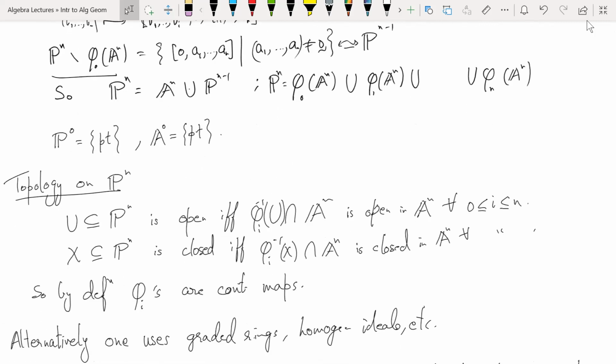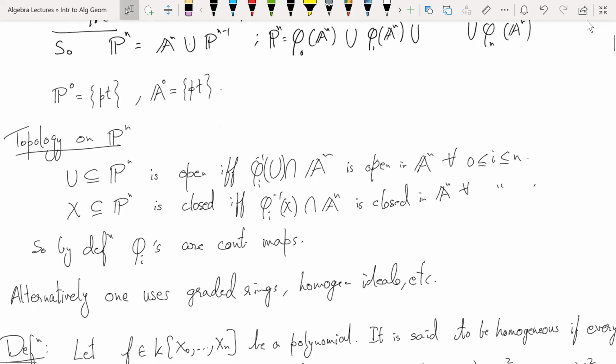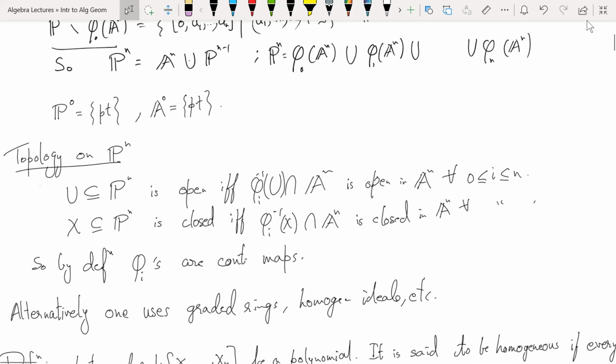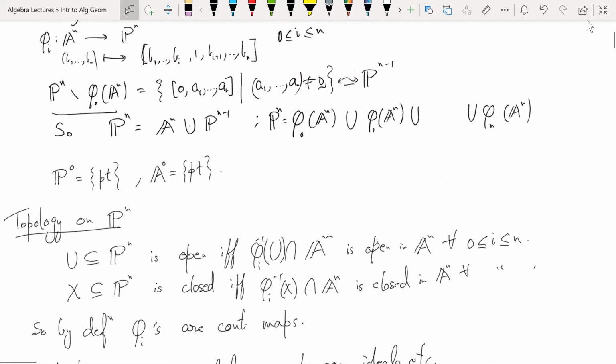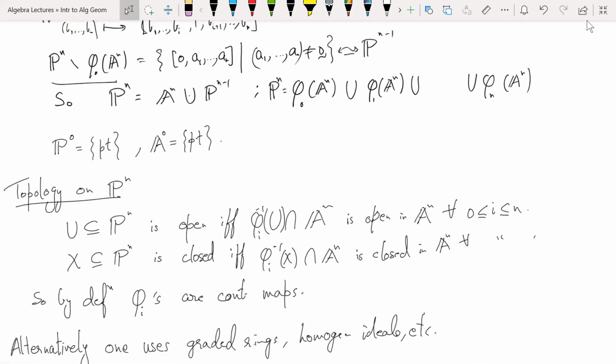This one is certainly okay. You cover P^n by these copies of A^n, and then you say that things are open in P^n if, looked at locally, they are open. Similarly, things are closed if locally closed; these two are equivalent, because the complement of closed is open, so you either declare the closed sets or the open sets. If you take this as your definition of topology, then by definition the phi's are continuous maps. So this is one way of defining a topology on P^n.